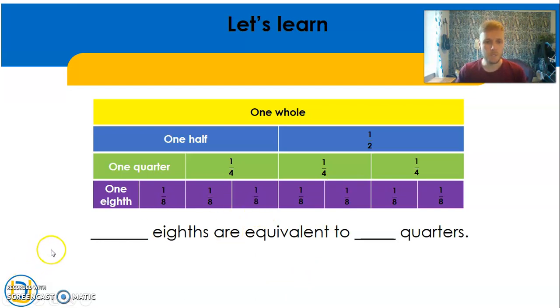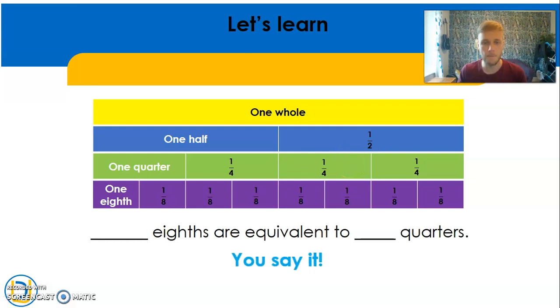Okay, so we've got 1, 2, 3, 4, 5, 6 eighths are equivalent to, and we can see here that we've got 1, 2, 3 quarters, which goes to about here. So our sentence is 6 eighths are equivalent to 3 quarters.